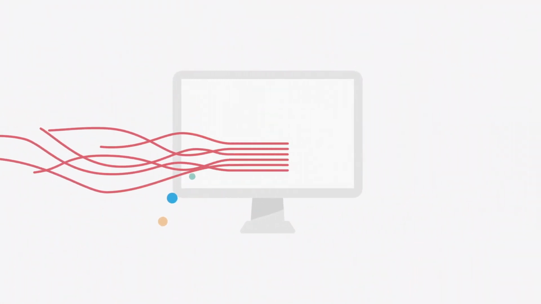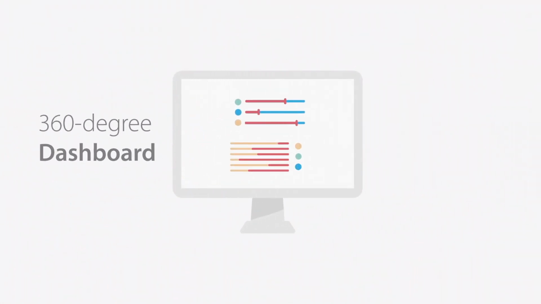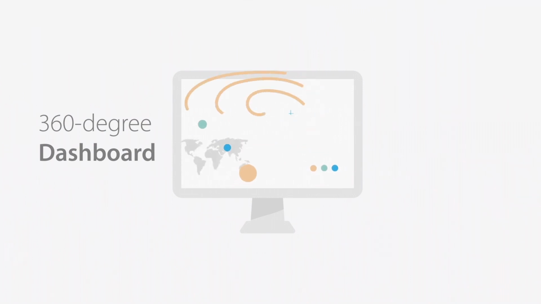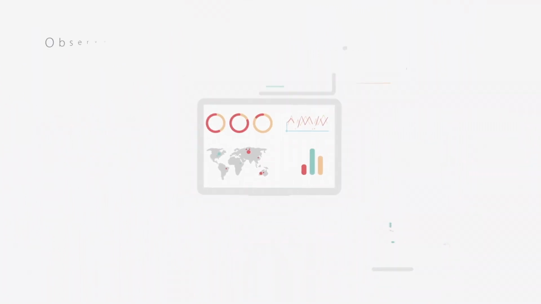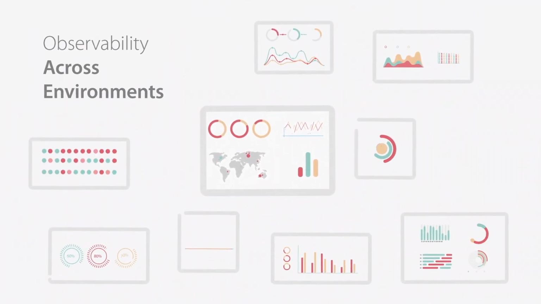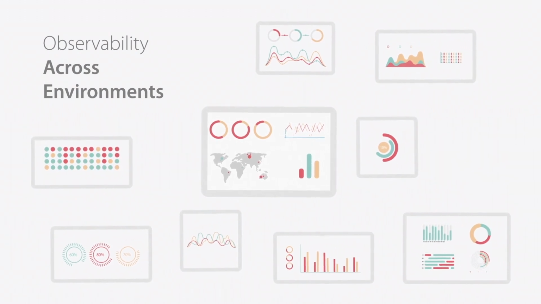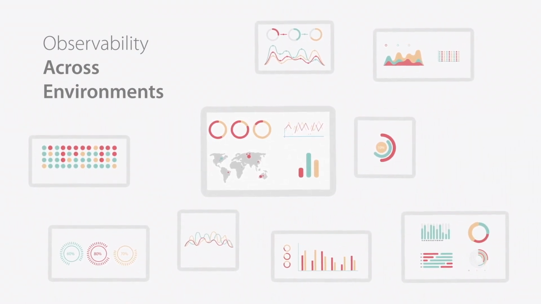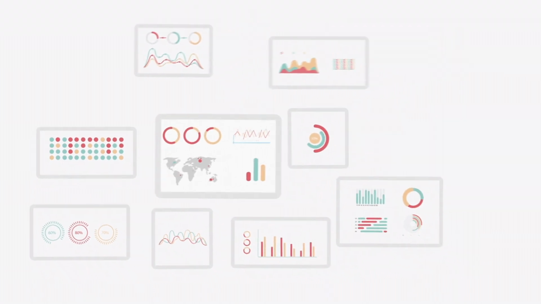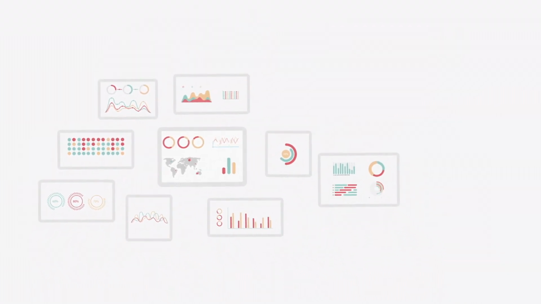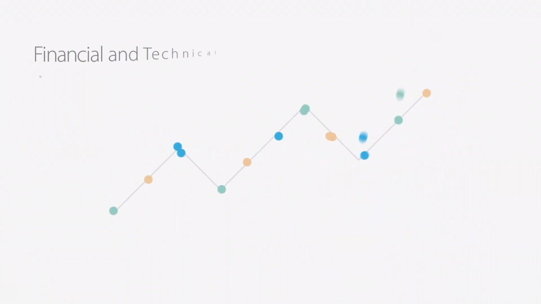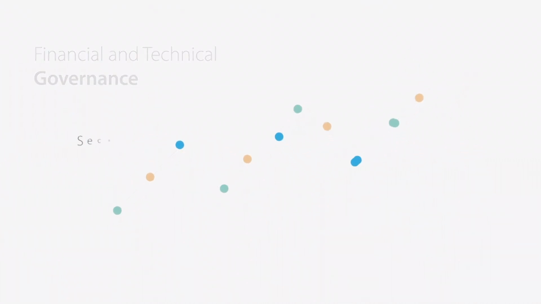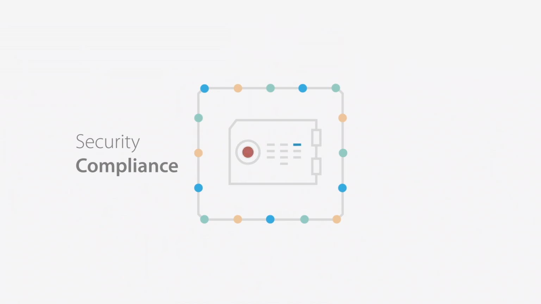It gives enterprises a 360-degree dashboard to monitor performance and outages. The dashboard gives you great observability with a complete picture across environments, so you can handle operational issues effectively and make workload deployment decisions judiciously through the Smart Brokerage module. It has an embedded framework to enable financial and technical governance and compliance to avoid security threats.